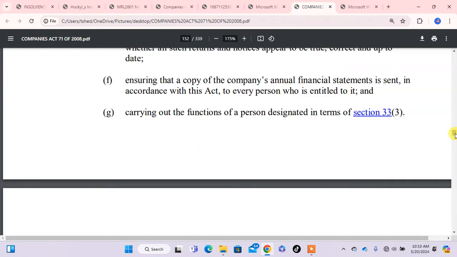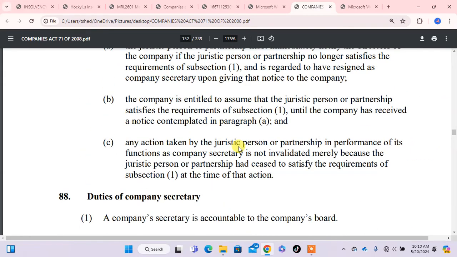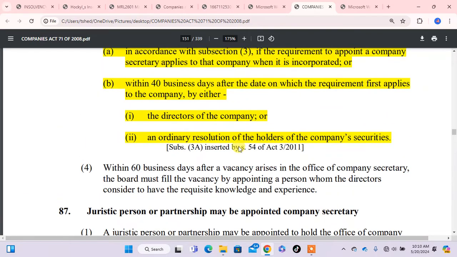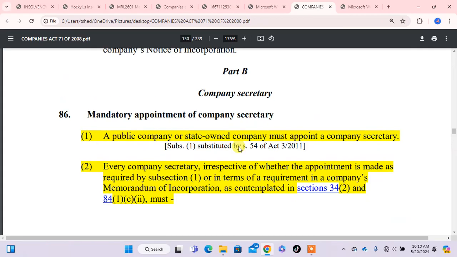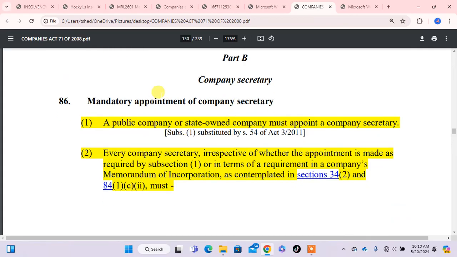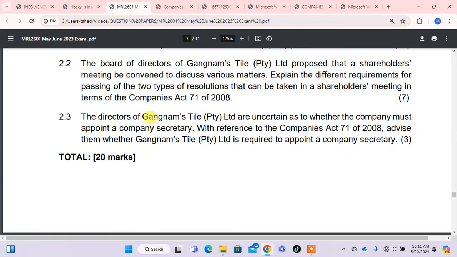I'm trying to go to that place very fast. Is it section? Yes. Section 86. Section 86 states very clearly that a public company or a state-owned company are the ones that must appoint a company secretary. Those others can appoint, but it is voluntary. So in this question, you must tell them that only the state-owned company and the public company must appoint a company secretary. It's mandatory. However, since Gangnam Tiles Pty Ltd is a private company, it is voluntary. They can appoint a secretary of their own accord, right?